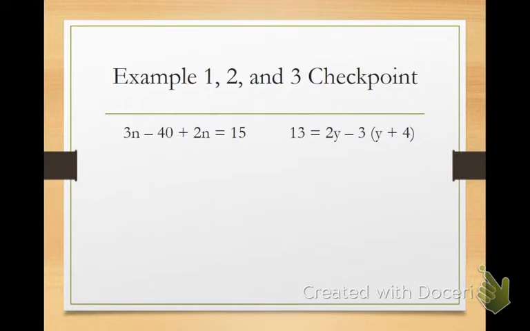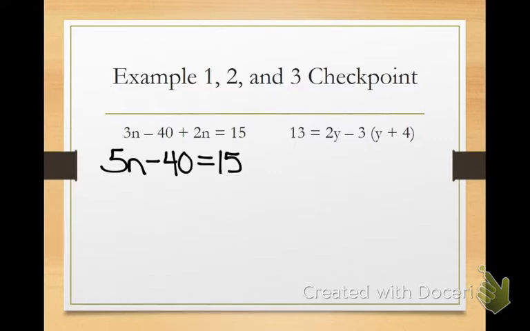So on the first example, what would you do first? I don't see any parentheses, but is there anything we can simplify before we start doing inverse operations? Okay, but you said add 2n, but I see a subtraction sign there. Why would you add 2n? Because what's before the 2n? It's a positive, so you have to look at the sign in front of the term. 3n plus 2n, 40 is what's negative, not 2n. So 3n plus 2n is 5n, minus 40 equals 15.